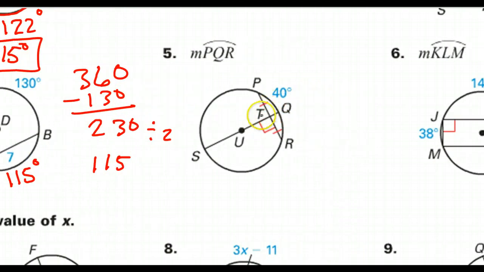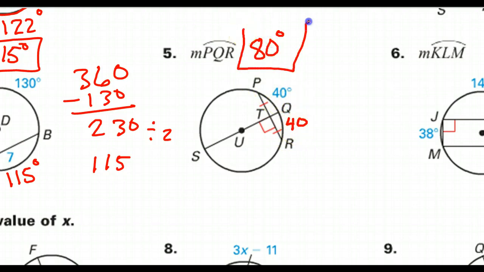Well, let's see. We're supposed to find the measure of arc PQR. Well, because the chords are congruent, this is a bisector. So in other words, if this arc PQ is 40, then this arc QR must also be 40. So PQR must be 80 degrees.